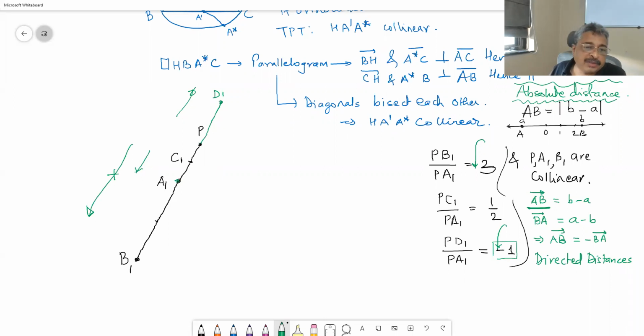Okay, so if you have understood this, I would like you to get me point B2, PB2 upon PA2.